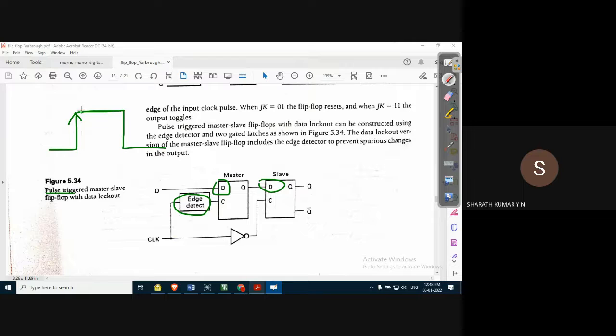For example, a pulse triggered flip flop. Pulse means level triggered. Level means either logic high or logic low. That is known as a level, also called a pulse. Obviously, it is a clock pulse; generally we call it a pulse. For example, when this kind of clock pulse is applied, the master flip flop continues to change its state.